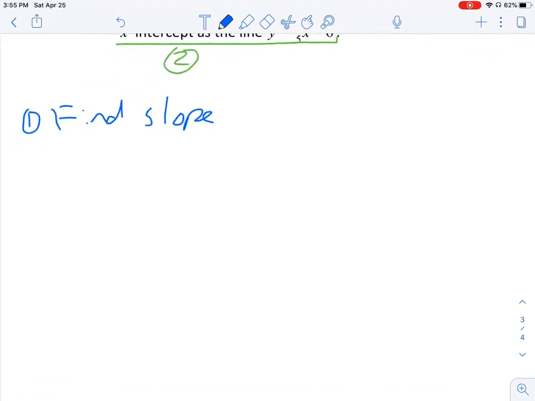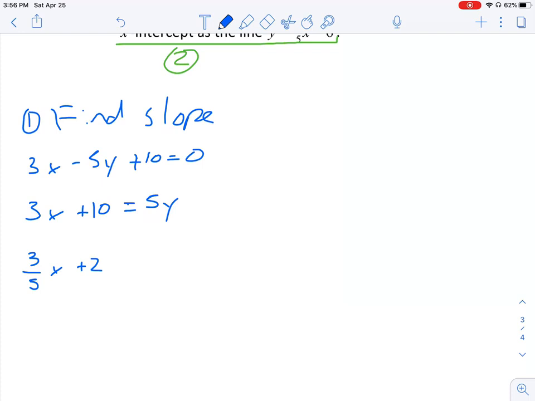Well, the line I have is 3x minus 5y plus 10 equals 0. Well, I'm looking for the form y equals mx plus b, so I'm going to rewrite this. 3x plus 10 equals 5y, right? I just took this negative 5y, brought it over, made it start to isolate my variable for y. Divide everything by a factor of 5, so then 3 over 5x plus 2 equals y.